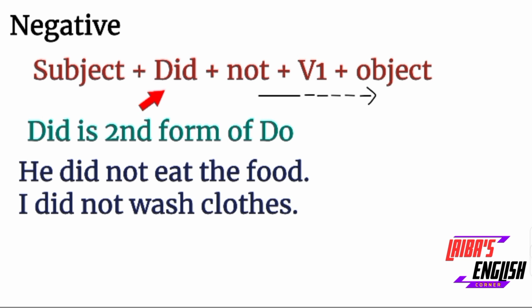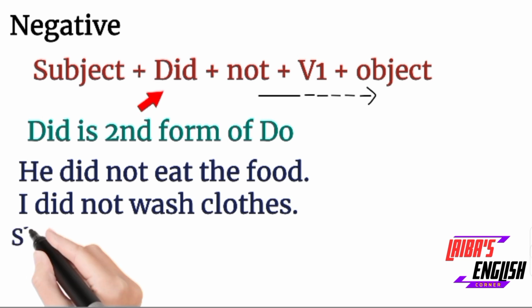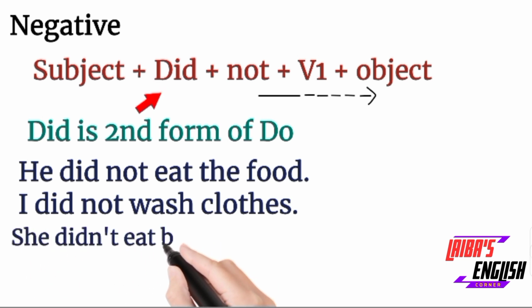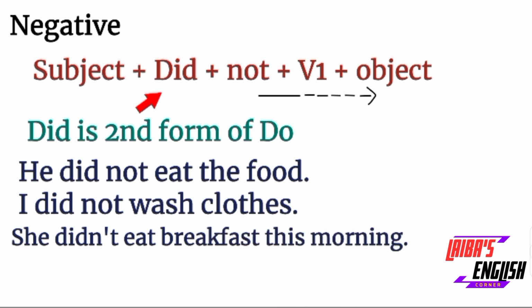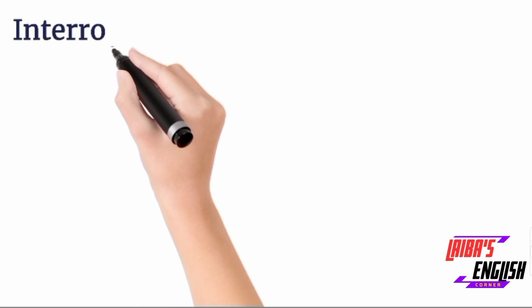Second, I did not wash clothes. Here we can put washed but we don't. Why? Because did is already the second form of do. Third example is she did not eat breakfast this morning. So here it is subject plus helping verb, not, first form of verb and object.